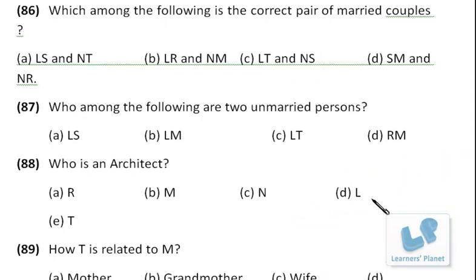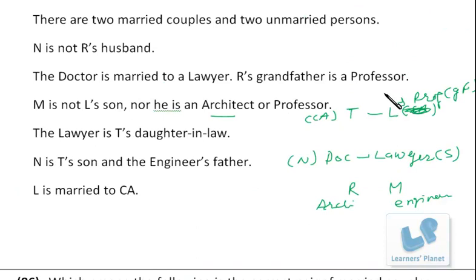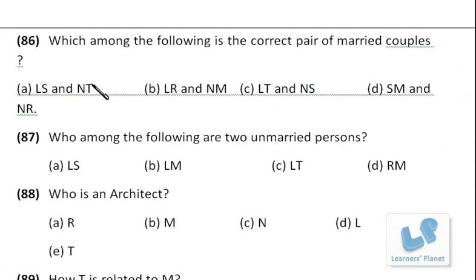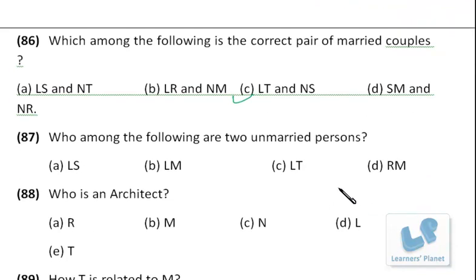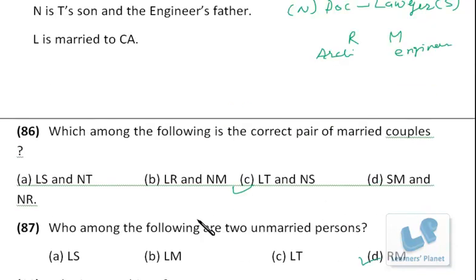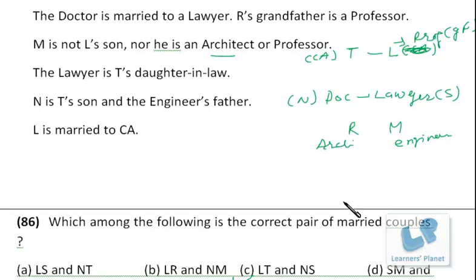Now the first one is, which among the following is a correct pair of married couples? Now the married couples are NS as well as TL. NS and TL, NS and LT, right? So it is option C. Now who are the two unmarried persons? These are R and M, right? So R and M. Now who is an architect? R is an architect.